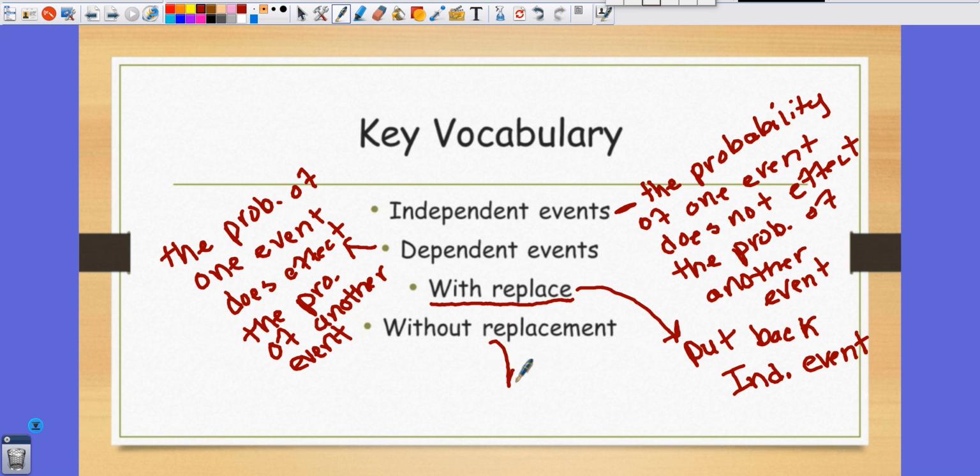Okay? Now without replacement means, let's say you have a bag of marbles and you want to do an experiment. Let's say you do the first event, you take a marble out, but you don't put that marble back. So that means that now you're going to affect the probability of the other events that you do within that experiment because you're not putting that marble back. So without replacement would mean to not put back in the set. And normally those events end up being dependent events. And that's pretty much what we have going on with our key vocab, and we'll dig into this more.